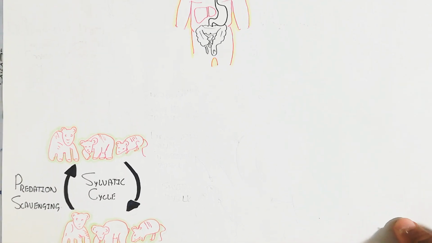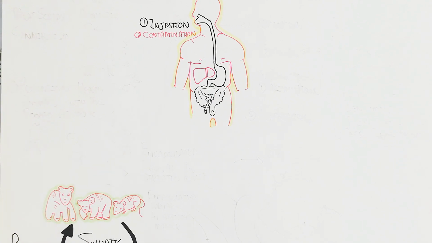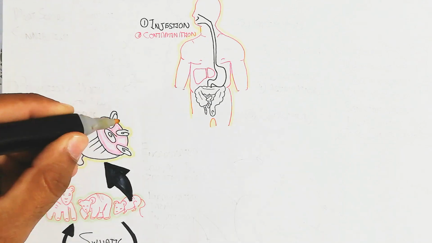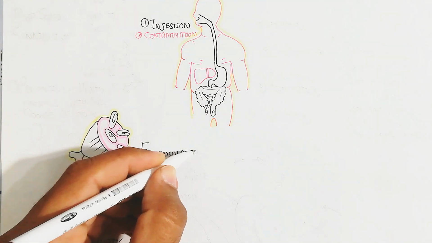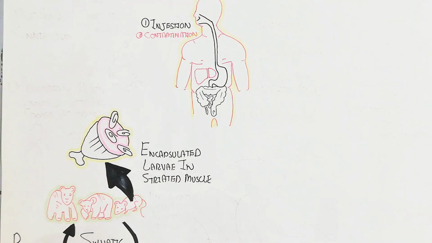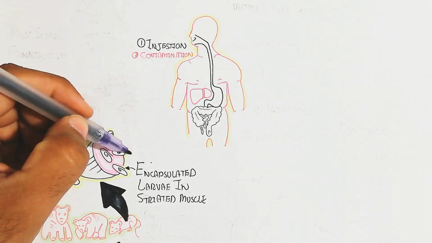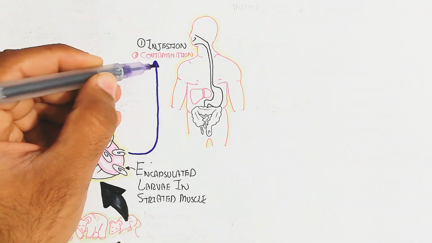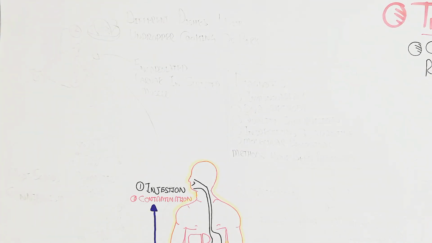So in this way, whenever the predators eat these animals, it is the ingestion, and encapsulated larvae in striated muscle are present. This cycle is known as the sylvatic cycle, used to ingest this contaminated meat.